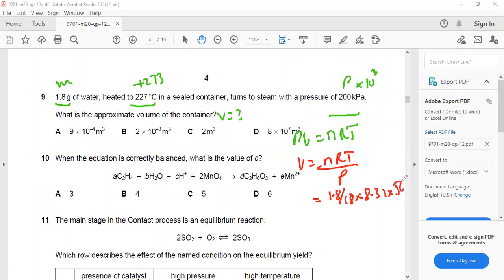500, sorry. Divided by pressure, which is 200 kilopascal, so it must be in Pascal. So the answer is 2 into 10 raised to power minus 3 meter cube. So B is the answer. Okay, a states of matter question, and it was quite easy.